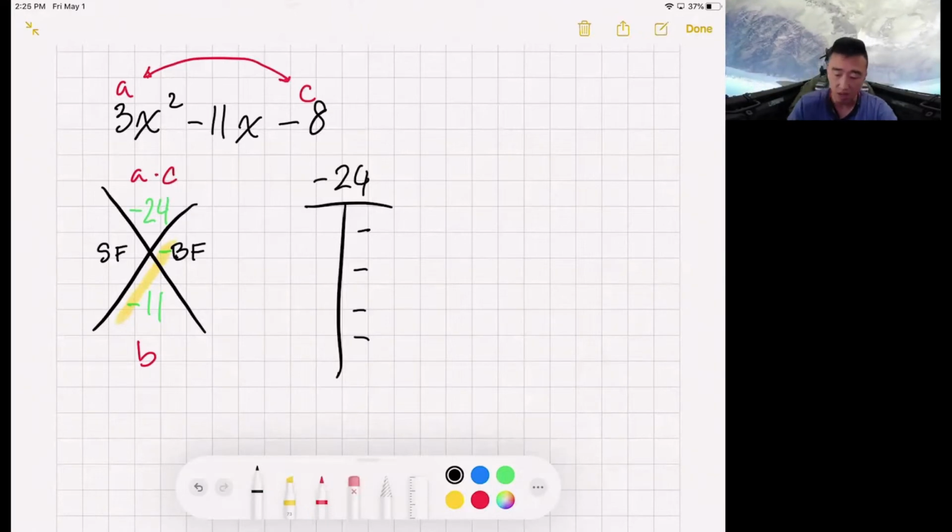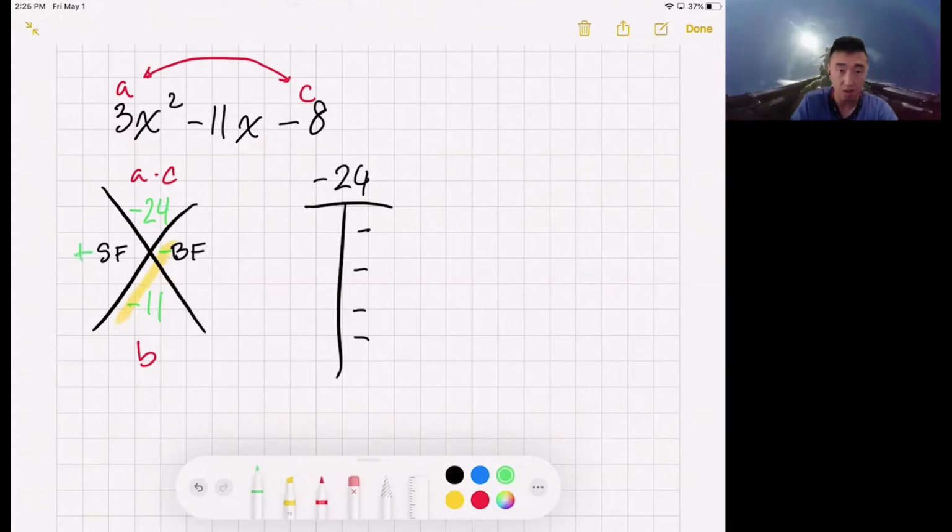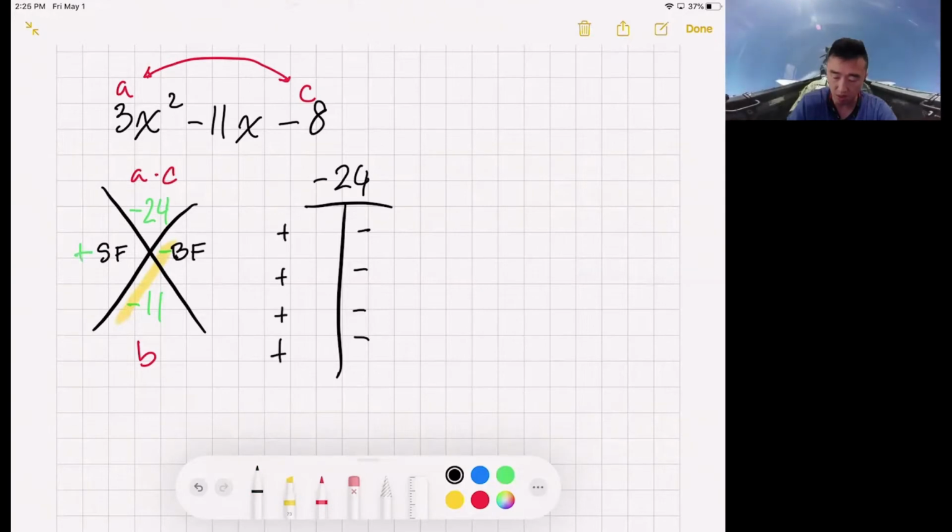And then you're going to think, well, negative times something gives me negative. Well, where is that something? Well, the only combination is positive. Positive times negative gives you negative. So that means that this side is going to be all positive numbers. All right? So you don't have to guess on that because otherwise you're going to have to do this twice, right?